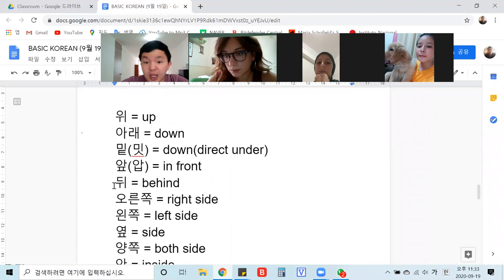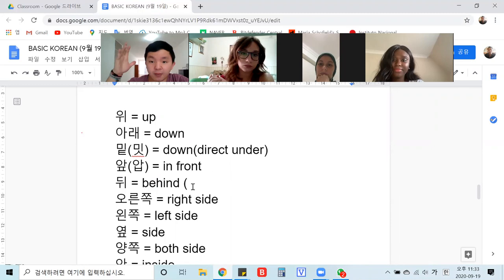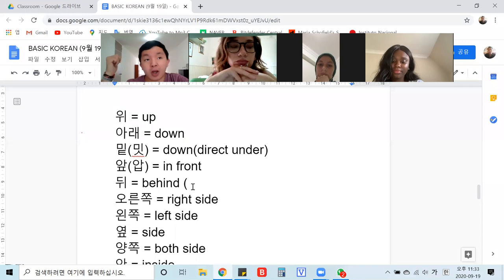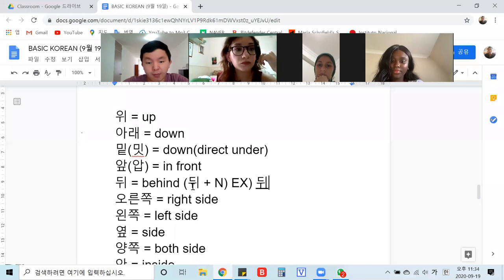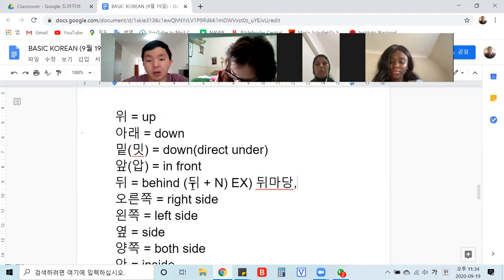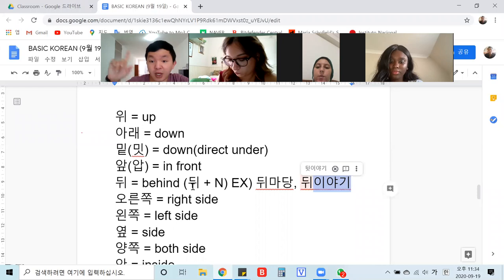Next, say with me: dui, dui, dui. Exactly, the meaning is behind. Let me teach you a very useful regular rule. When you talk about behind something, like a backyard or a back garage, it's dui plus noun. The example is 뒤마당. 마당 means yard, but when you say behind the yard, it's the backyard. Another example is 뒤이야기. 이야기 means conversation, or it can mean story, but simply conversation here.